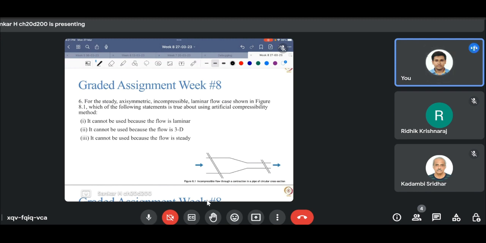Okay, for the next question, question number 6. For the steady state axisymmetric incompressible laminar flow case shown in figure 8.1, which of the following statements is true about the artificial compressibility method? It cannot be used because the flow is laminar. It cannot be used because the flow is 3D. It cannot be used because the flow is steady. What would be the answer here?